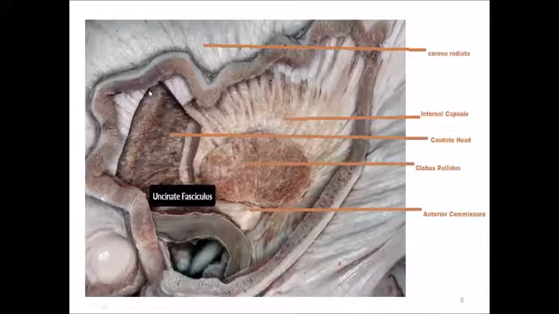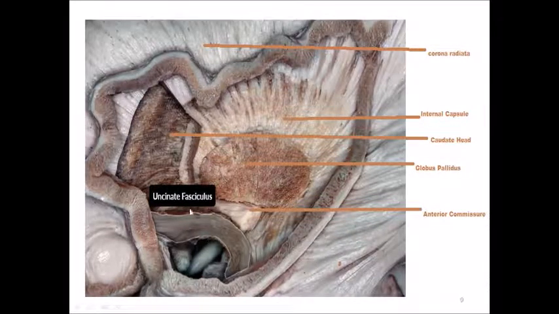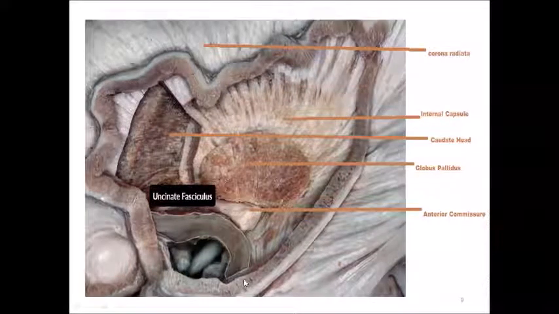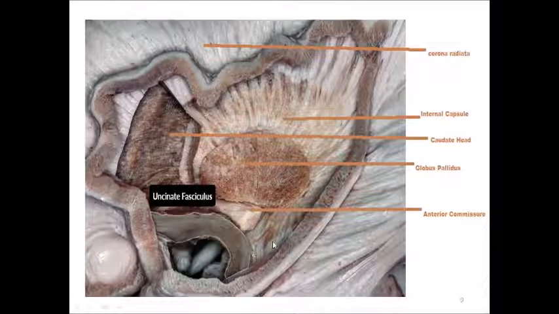This is the schematic representation of an extensively dissected and zoomed view in which we can see the gray highlighted structure is the uncinate fasciculus, and other structures we can appreciate are the anterior commissure, globus pallidus, corona radiata, head of caudate, and cingulum.